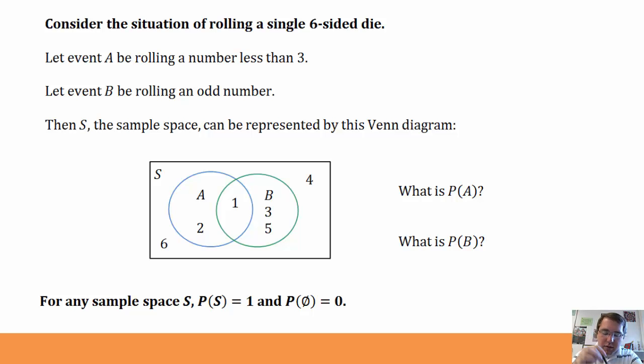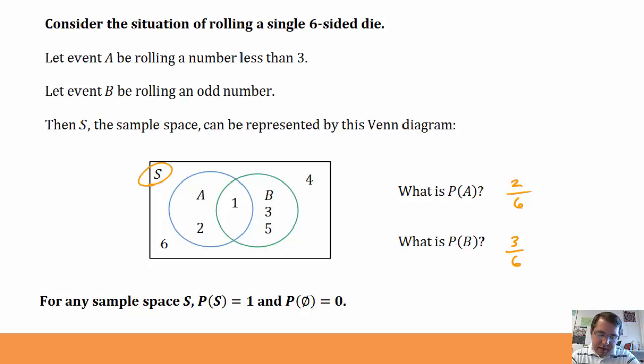A and B share the element 1, so that's in the middle. 4 and 6 are not in A or B. They are not odd numbers, and they are not less than 3. So 4 and 6 are still in my sample space. I can still roll a 4 when I'm rolling the die. But rolling a 4 is not achieving A or achieving B. So 4 is outside of A and B, as is 6, but they are still in the sample space S. So what is the probability of A? Well, A consists of 2 elements out of 6 possible elements, so 2 out of 6. What's the probability of B? Well, 3 out of 6. Okay?